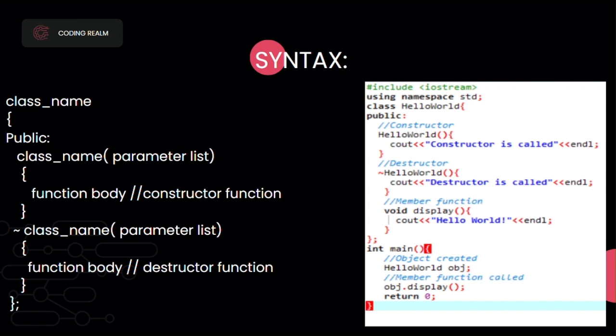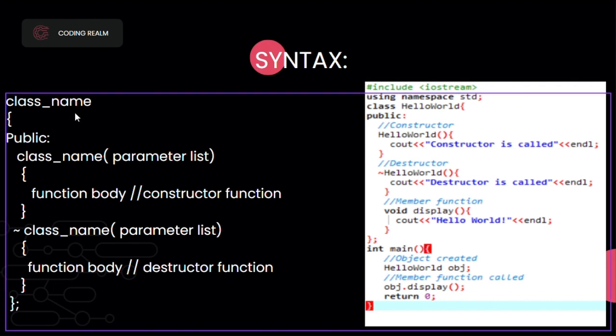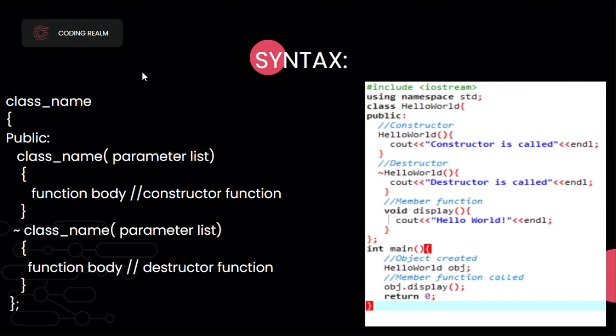Now that's the syntax of the destructor and how to initialize a constructor. Let's see, first of all, the public keyword, the class name, the parameter list, and the body. Here, this is the constructor function. And the destructor has the type, class name, parameter list, and function body also. This is the destructor function. This is how to declare, or the syntax of, the destructors.